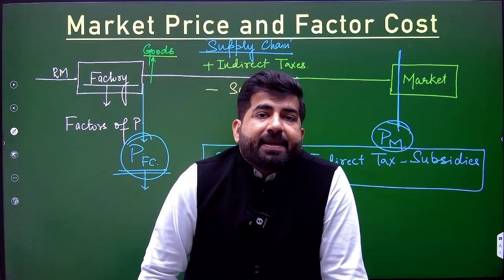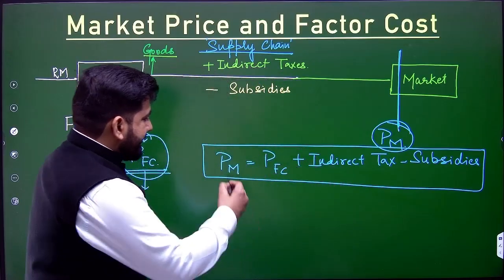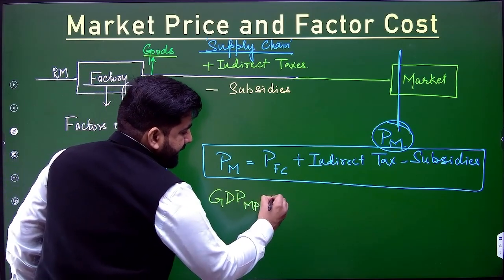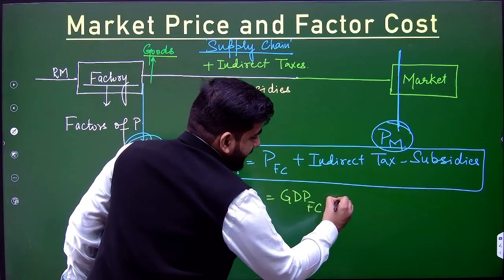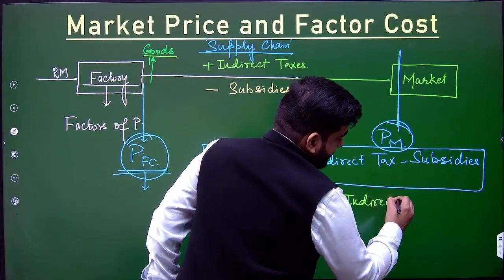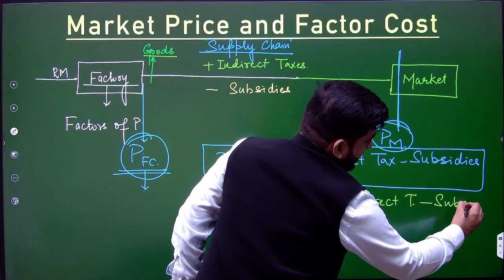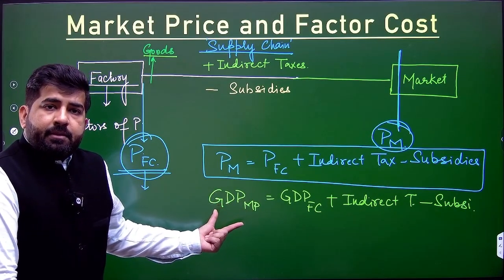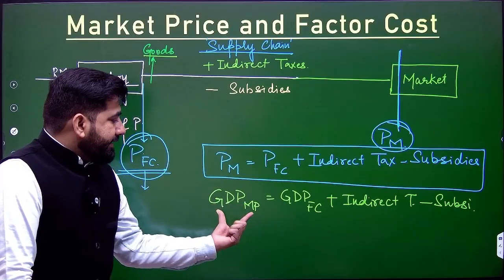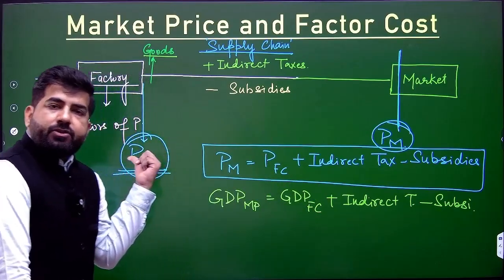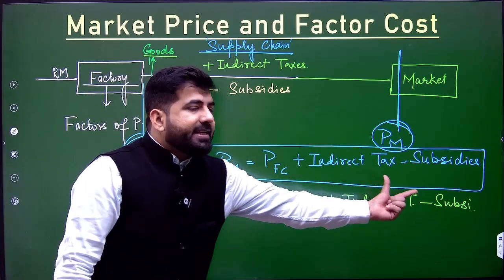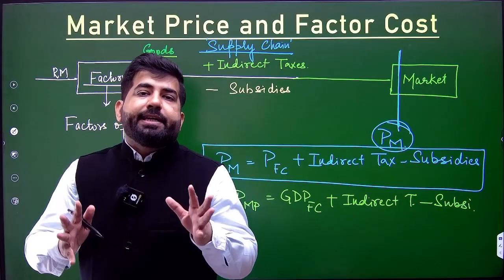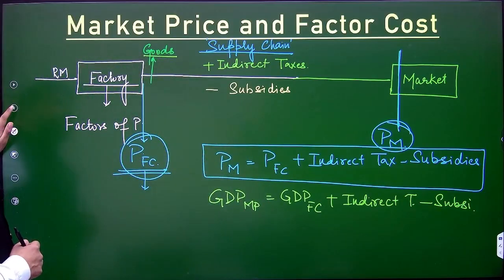This is known as market price and factor cost. So can you not write like this? GDP at market price can be written as GDP at factor cost plus indirect tax minus subsidies. Can I not write like this? Definitely. Clear? Because we know prices, so can't we write like this? GDP at market price will be whatever you calculate as GDP at factor cost plus indirect tax minus subsidies. Clear? This is the whole thing about the GDP.